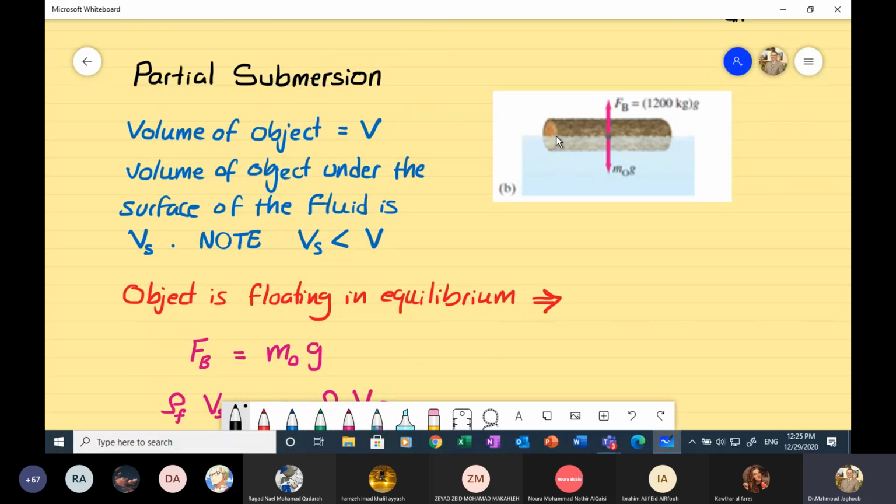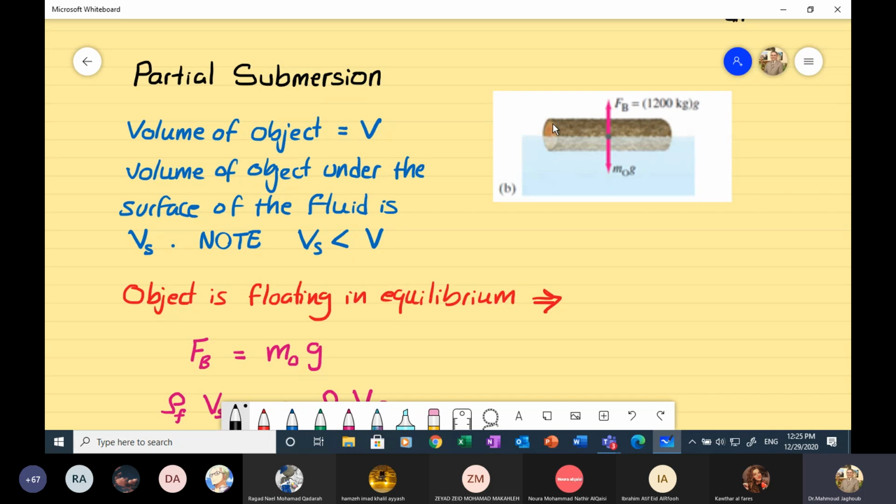Now, this is what I told you, partial submersion. يعني الانغمار الجزئي. Look, this is water, and this is a piece of wood. And remember that the density of the wood is smaller than the density of the water. So it does not sink. What happens to it? It floats. You see, part of the volume of the object is under the surface of the water. So this is the volume of the object that is underwater, while this is the full volume of the object.